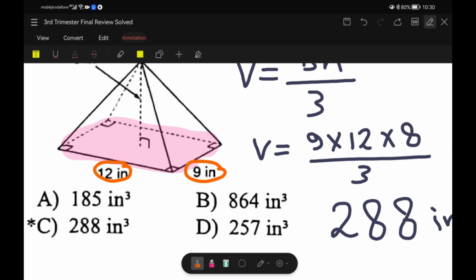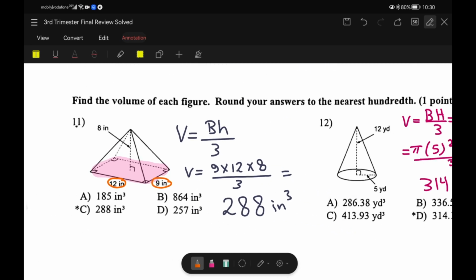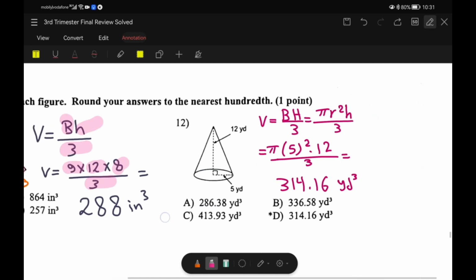So we have a rectangle. The area of any rectangle equals length times width. So let's substitute. The area of the base, length times width, times the height 8, all of them over 3. So the final answer will equal 288 cubic inches.